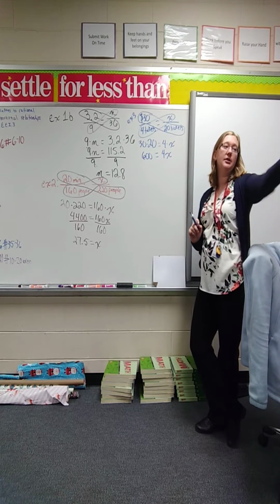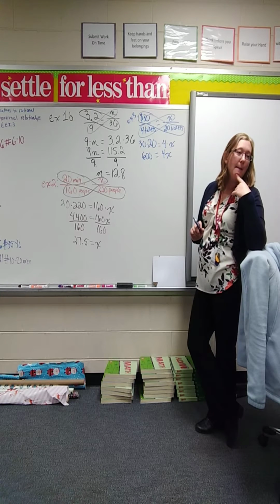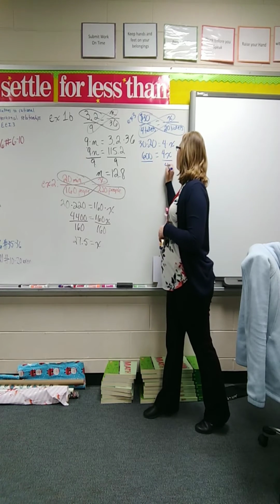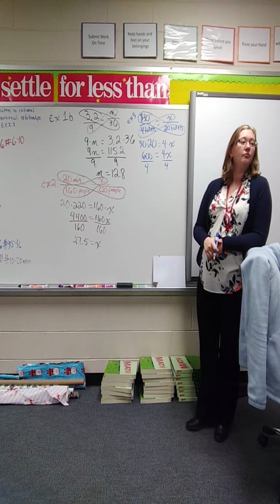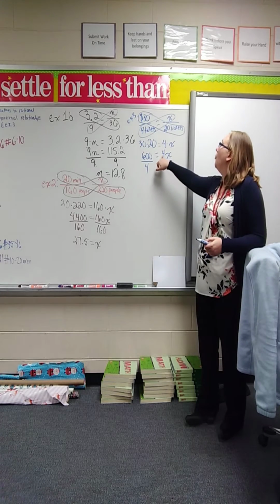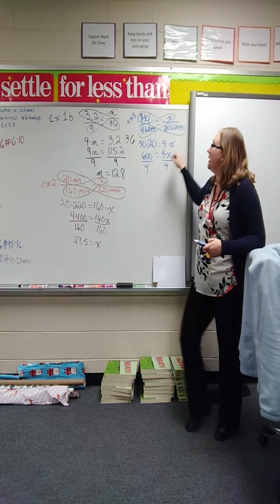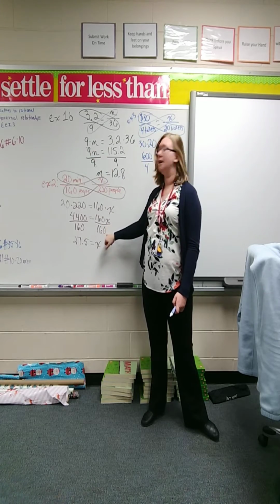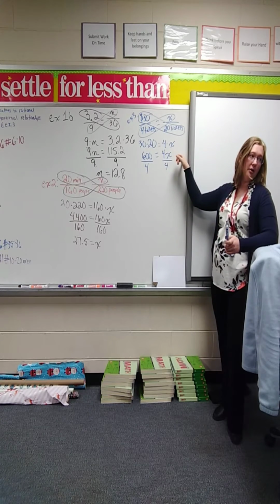What do I do next? Divide by 4. Why am I dividing by 4? Because 4's on that side, and you divide by 4 to get x. Okay, so we're going to divide by the number that's attached to our variable. Here we divided by 9. 9 is attached to my variable. Here we divided by 160. 160 is attached to my variable. Here I'm dividing by 4 because 4 is attached to my variable.